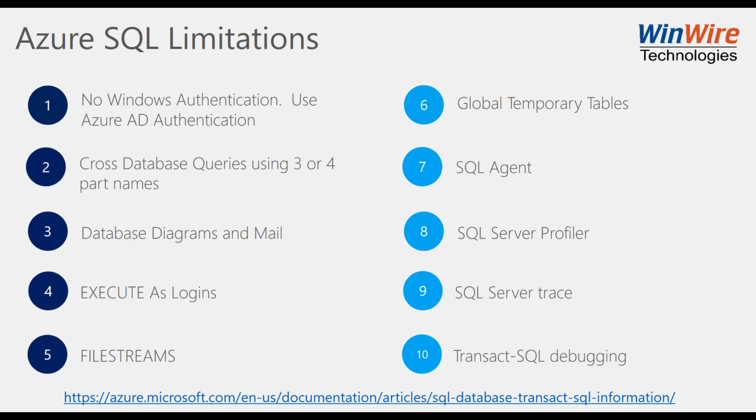For instance, there is no Windows authentication. Many on-prem IaaS applications will set up a Windows service account, and then they will authenticate from IaaS to the database. This is still supported, it's just not supported using Windows authentication.